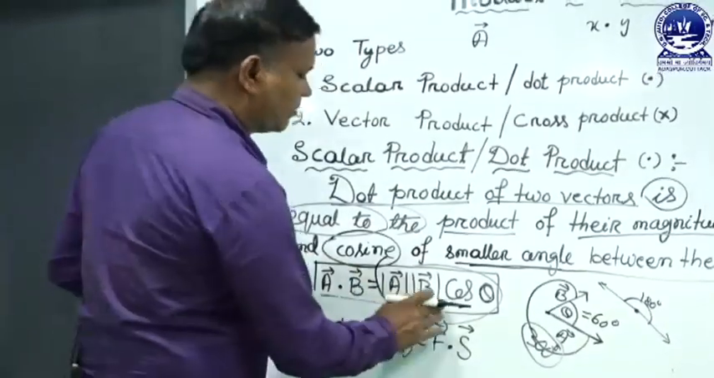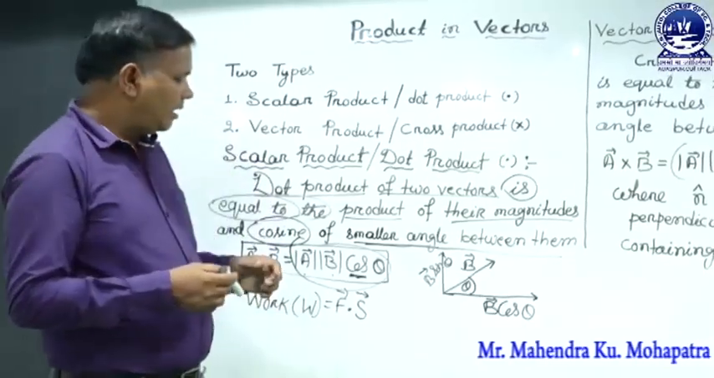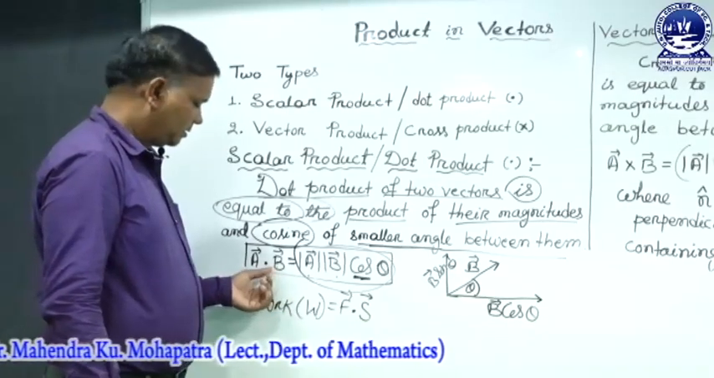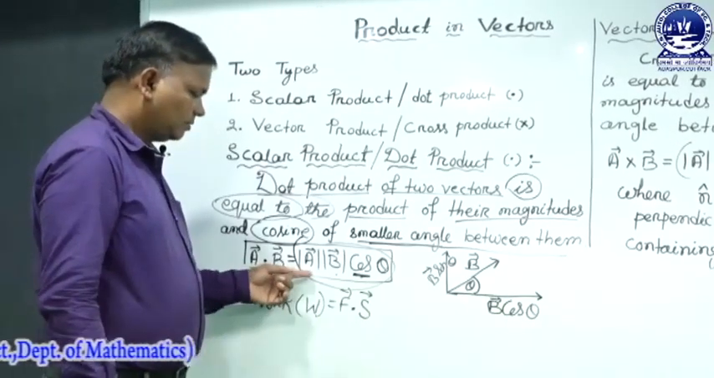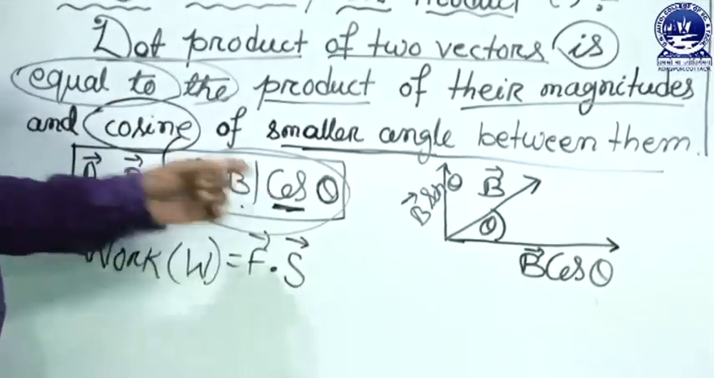So how is the formula derived? Now we derive the formula. A dot B is equal to the product of magnitudes, that means mod A into mod B, and cos theta.